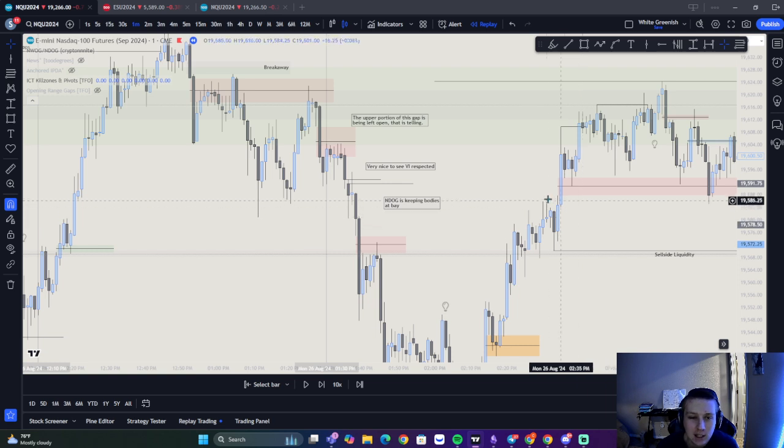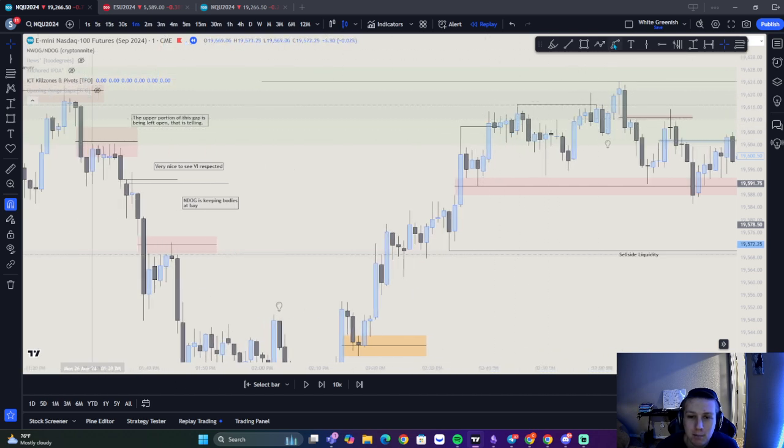Where's the nice little easy draw on liquidity? Well, we have this portion of this imbalance that's unfilled. We have this high right here that we actually do take. But mainly I would be looking for new day opening gap, new week opening gap.